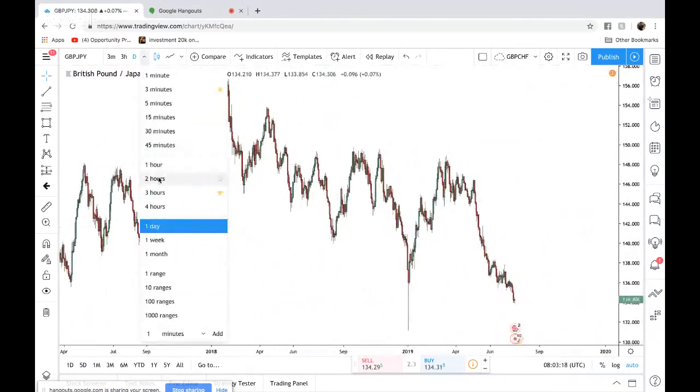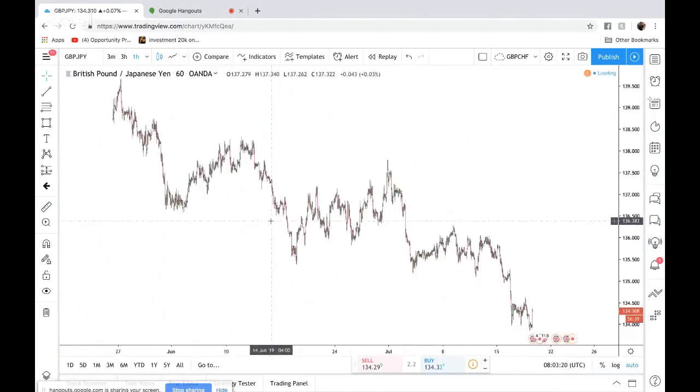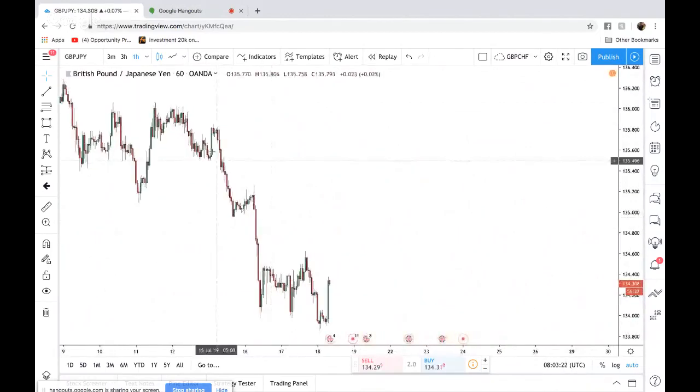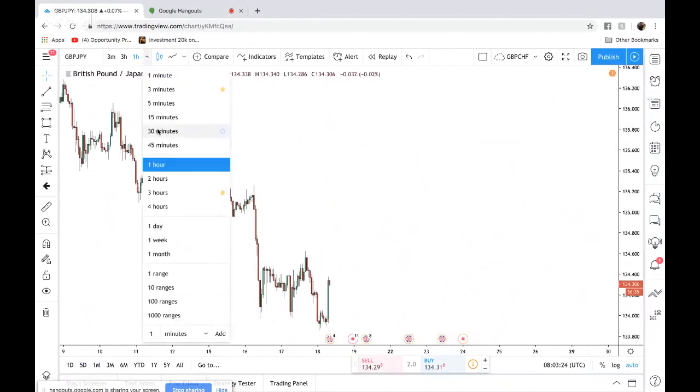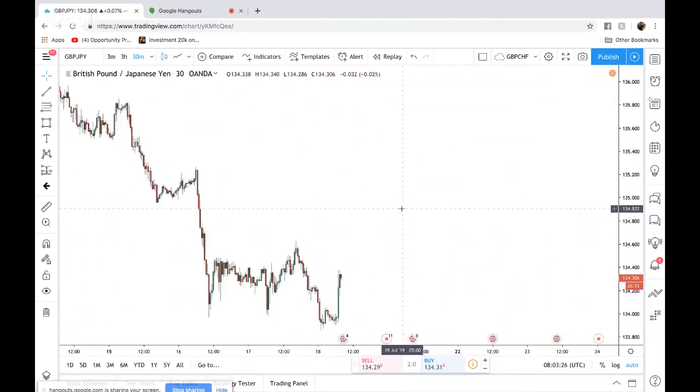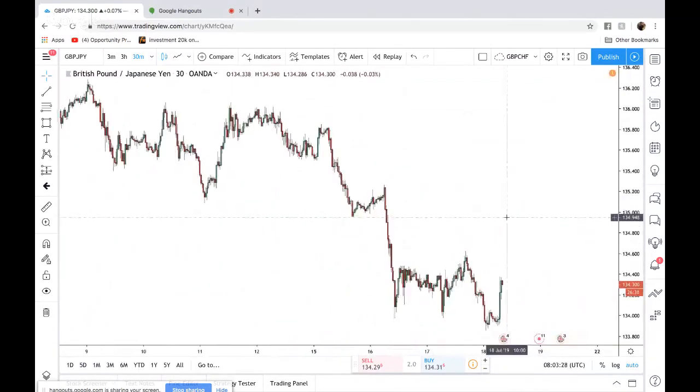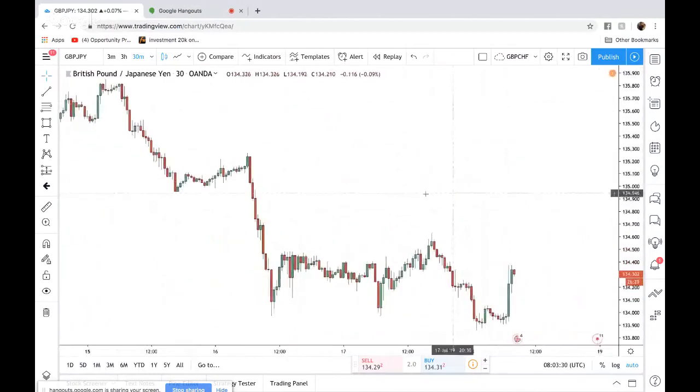But I just got a little bit of interest just going into this 30-minute. Something that really got me interested was it's really been consolidating since the 16th. So for the last 2 days.